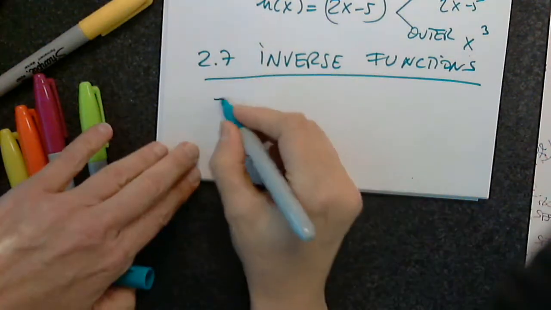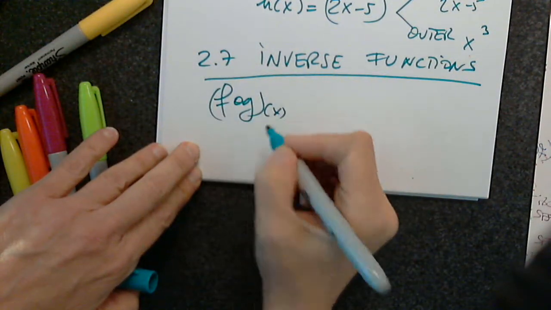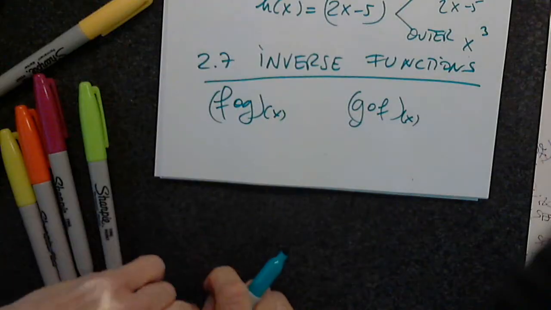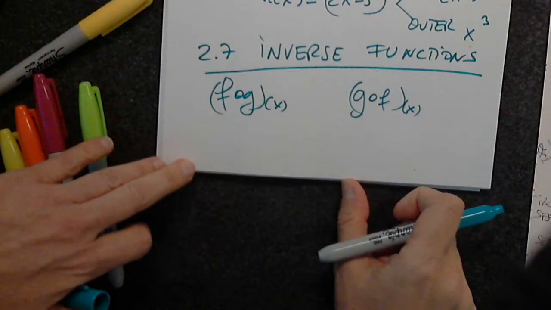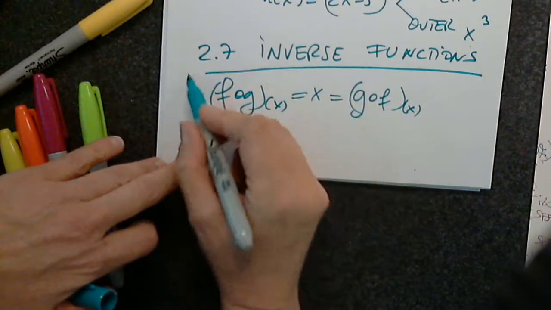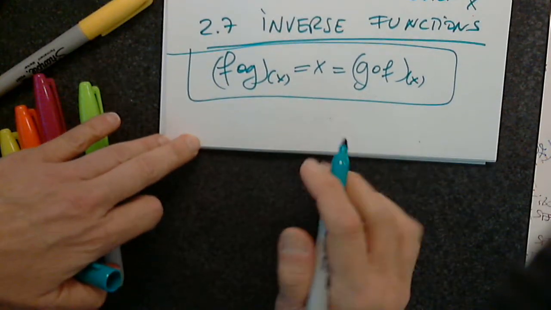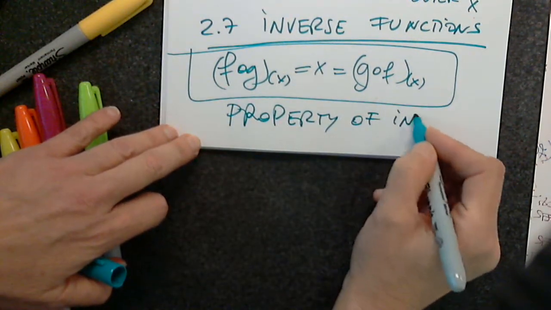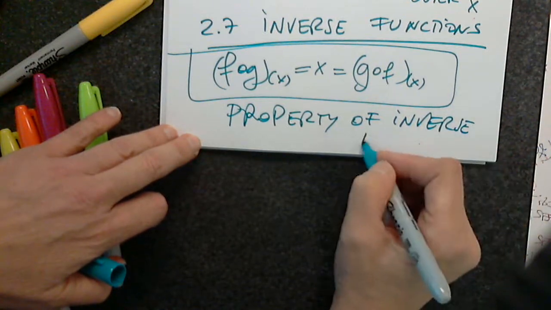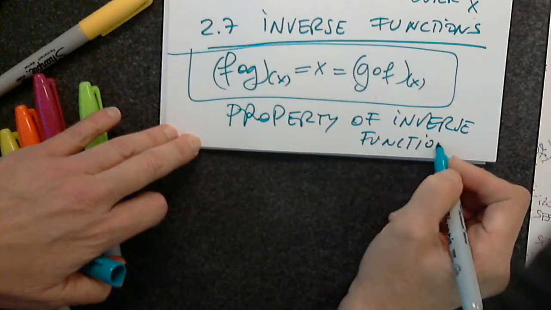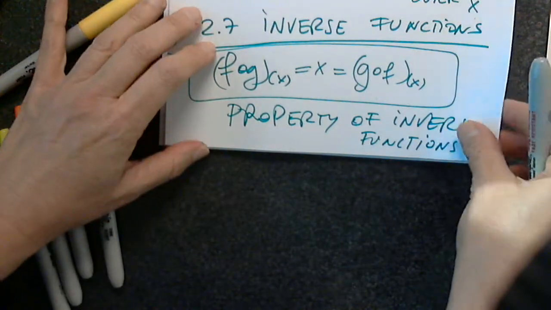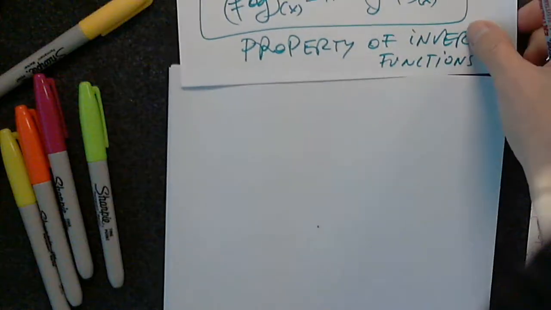Why? Because f of g of x and g of f of x equal plain x. This is the property of inverse functions. Nothing happens to x, which means f and g are, how do we call them?